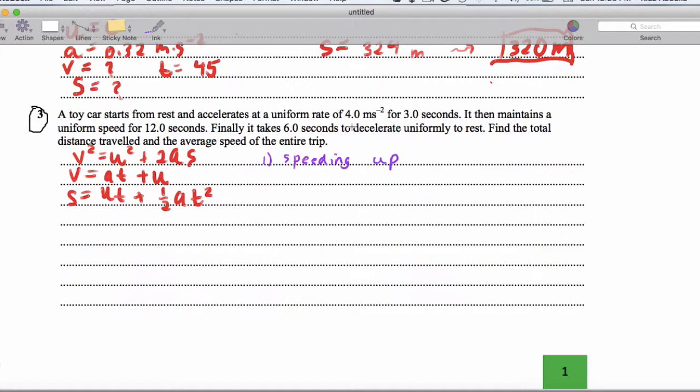So we're going to accelerate from rest at a uniform rate, 4 meters per second squared, for 3 seconds. And I'm going to spend a little less time writing my unknowns and my knowns and simply use appropriate formulas. So let's get the total distance traveled for the speeding up part. That's going to be S is 1/2 AT squared plus U times T. That's 1/2 times 4 meters per second squared times 3 squared, so 2 times 9, which ends up being 18 meters. That's the speeding up part.